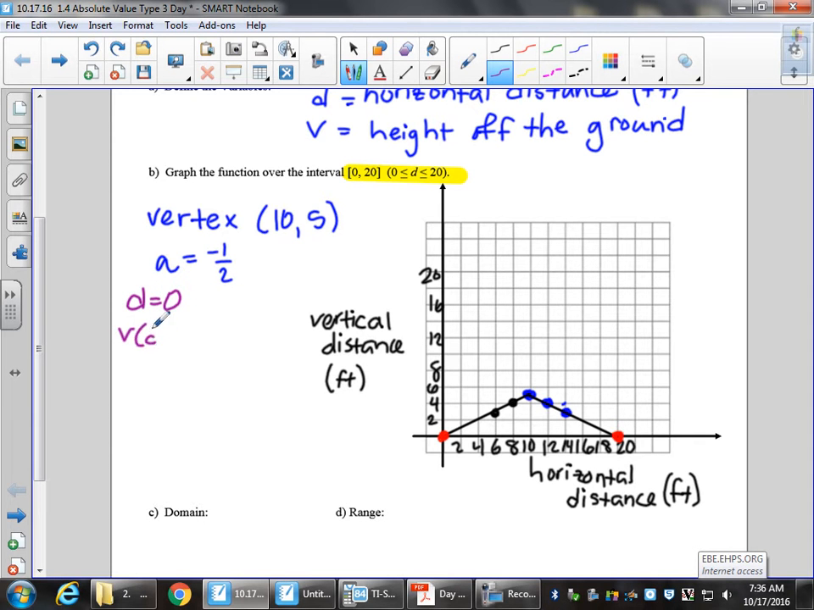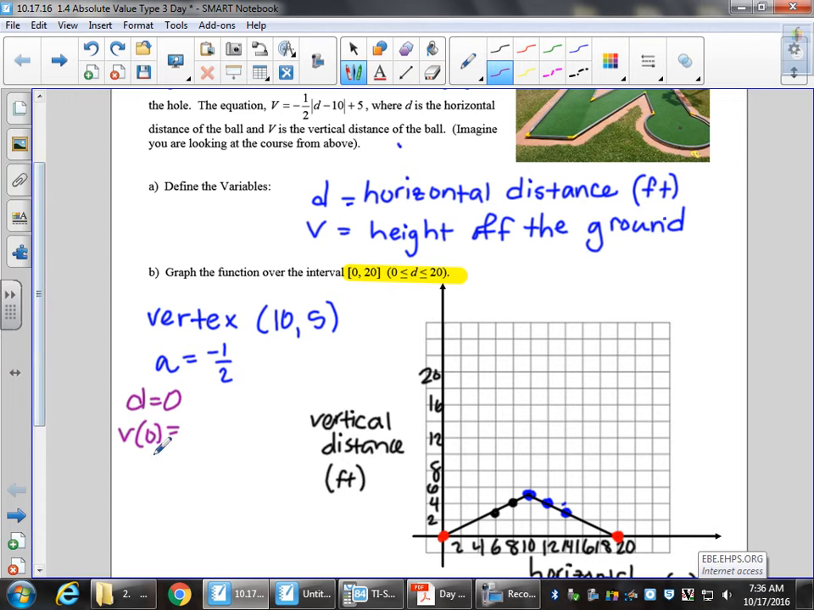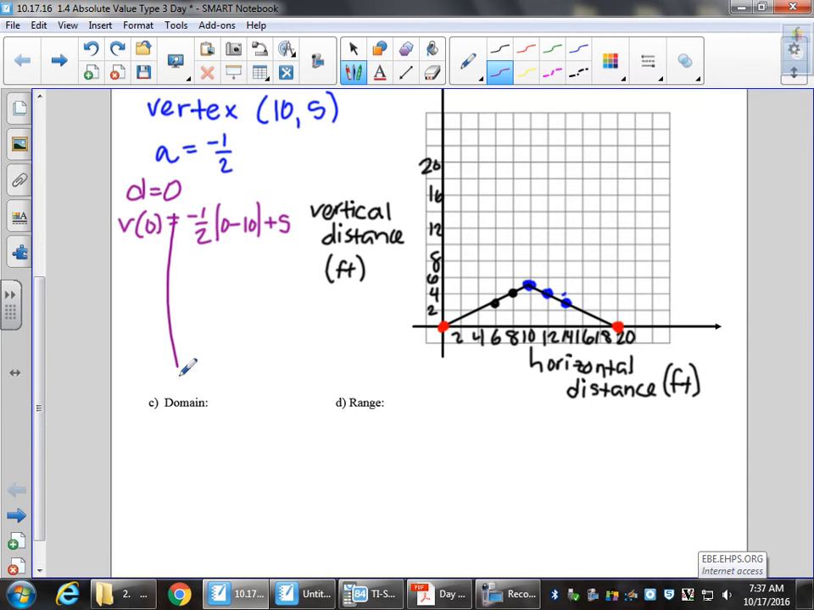So let's see what happens when D equals 0. So V of D, wherever we see D, we're going to plug in 0. So V of 0 equals -1/2 times the absolute value of 0 minus 10, plus 5. So we're being given these values for D. All we're doing is plugging them in and seeing what happens. What does this become? I have -1/2. What's inside the absolute value bars? -10 plus 5. What is the absolute value of -10? So -1/2 times 10 plus 5. What's that?